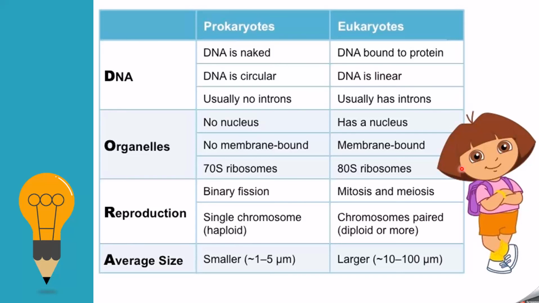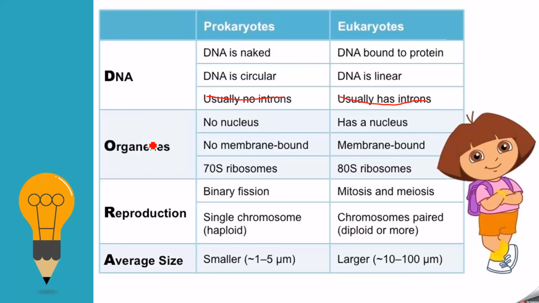D for DNA, and you talk about DNA. As you know before, DNA is naked in prokaryotic cells, whereas in eukaryotic cells it's bound in the nucleus. DNA in prokaryotic cells is again circular like the plasmids, but in eukaryotic cells it's linear. You can ignore this bit, usually no introns, usually has introns, you don't need to know that for the exam. So let me just cross that out.